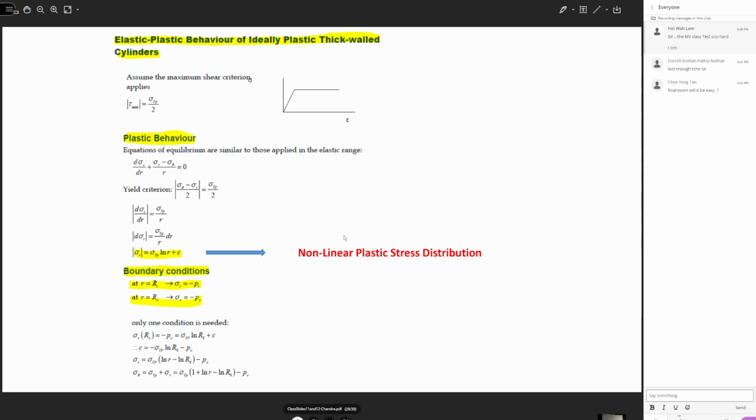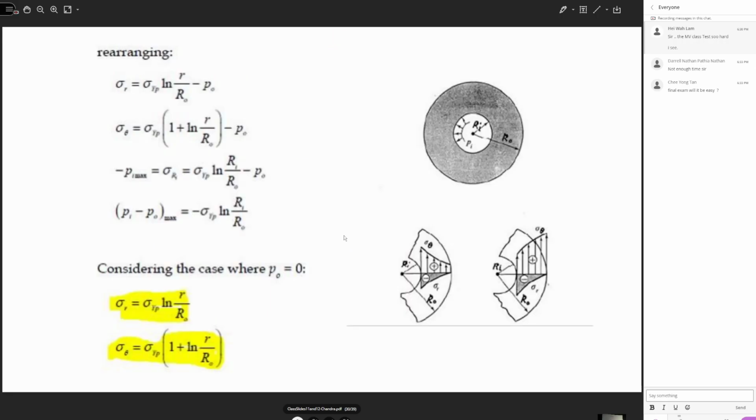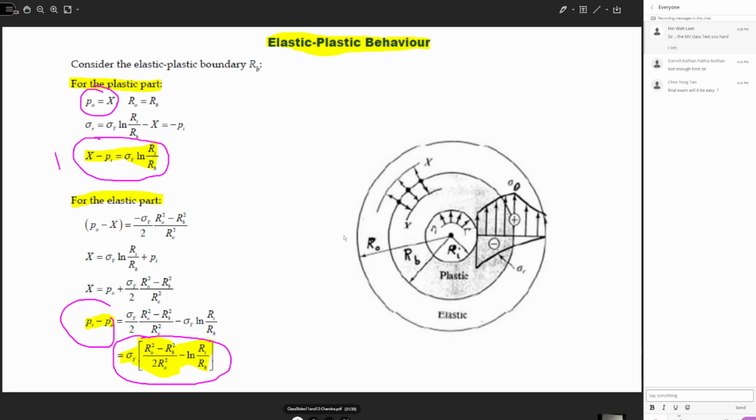The radial stress can be calculated from this formula. The same thing we can see here for fully plastic behavior, nonlinear formulation. This is for elastic-plastic conditions for the nonlinear formulation. This is for the plastic part, and this is for the elastic part.